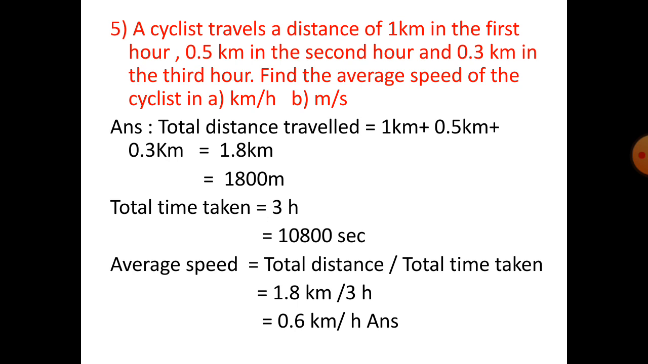So again we will find the total distance traveled, that is equal to 1.8 kilometers, and we will convert it into meters, that is equal to 1800 meters. And total time taken is equal to 3 hours, which we will convert into seconds. So it will be 10800 seconds. So average speed is equal to total distance by total time taken. When we take it in kilometers per hour, it will be 0.6 kilometer per hour.